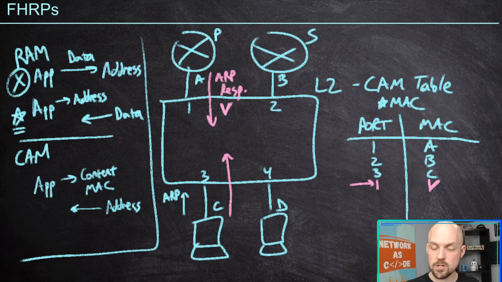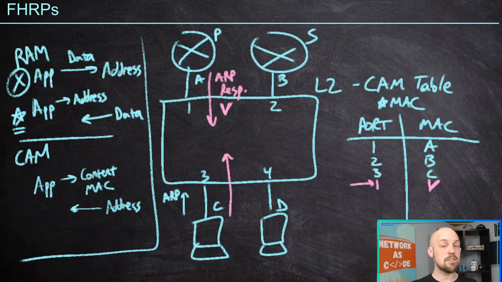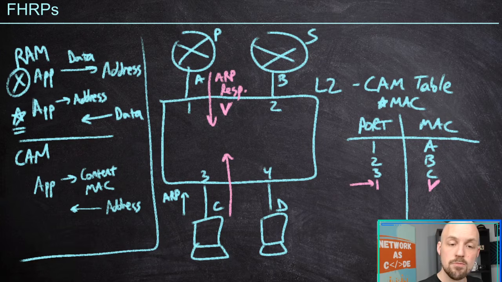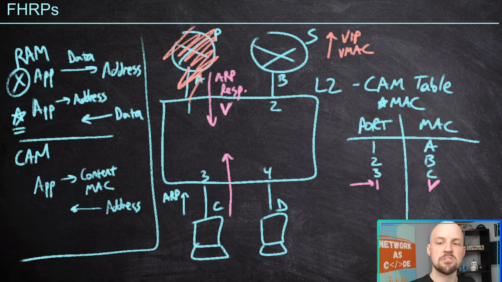Now, let's talk about that failure scenario. So this router now goes down. And we just said that this router right here, router 2 or whatever we want to call it, is now representing the virtual IP address. Now we're representing the virtual MAC address. Do you see the problem?